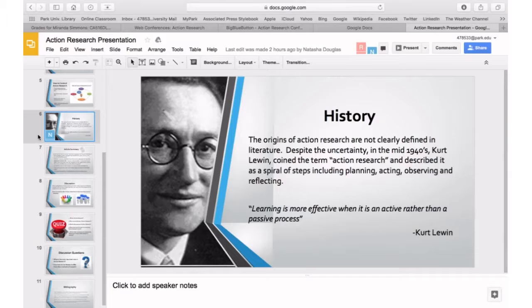As action research continued to develop, other researchers collaborated to redefine the definition, which allowed for action research to be used in various types of studies and didn't limit where it could be used. One thing that Kurt Lewin always said was learning is more effective when it is an active rather than a passive process.